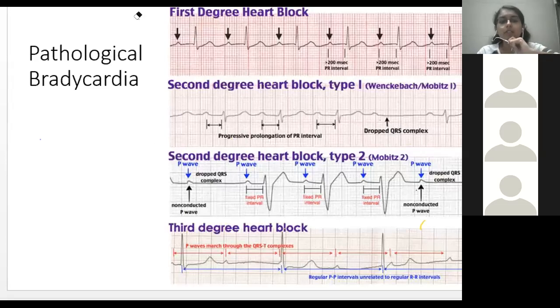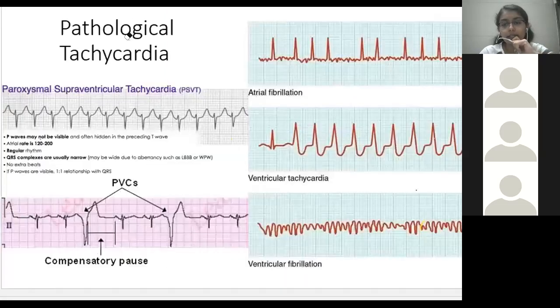Pathological tachycardia. We saw pathological bradycardia, the types of heart blocks, and now we will see what are pathological tachycardias. So there is fibrillation first of all, which is a very fast conduction of current, where you may or may not recognize the types of waves that are being formed. Although in atrial fibrillation, you can see QRS complexes that you can recognize, but it is irregular.